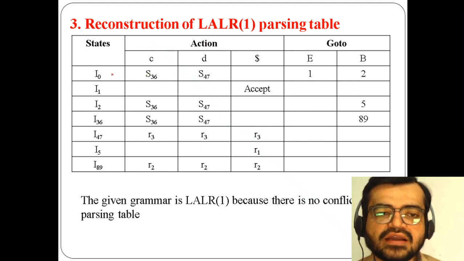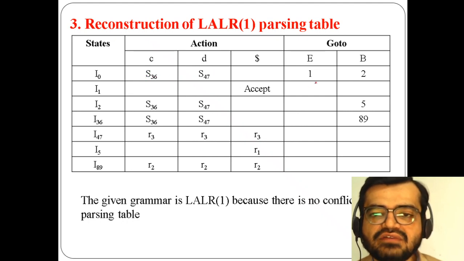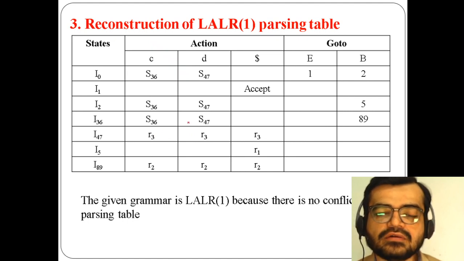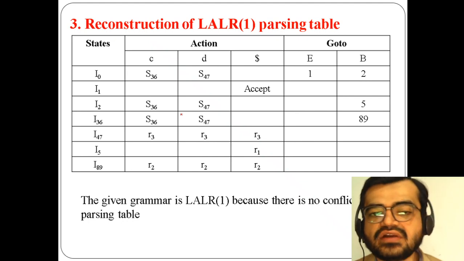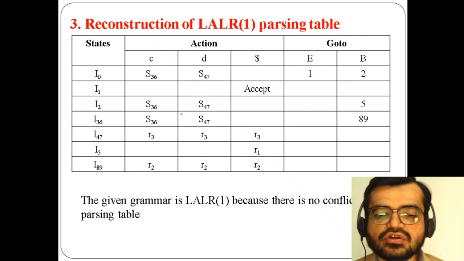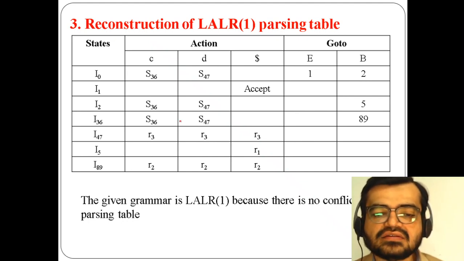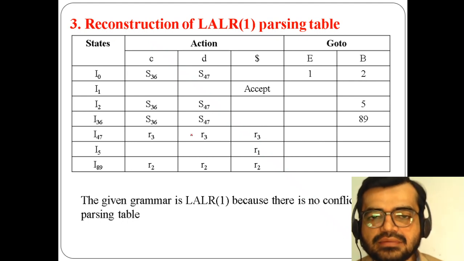Here you can find that in I0 you have shift of 36, S47, 1, 2. The same thing as we did, we have simply restructured, and you can find that for this given grammar there is no conflict, neither a shift-reduce conflict nor a reduce-reduce conflict. So that's the reason why it is called a LALR1 grammar.